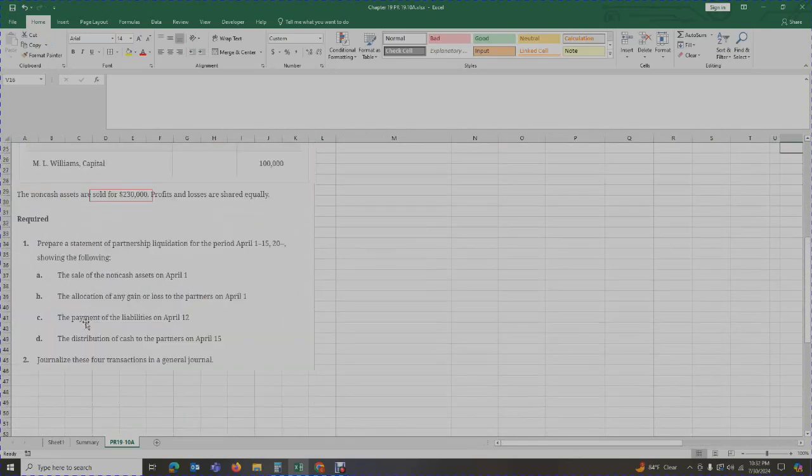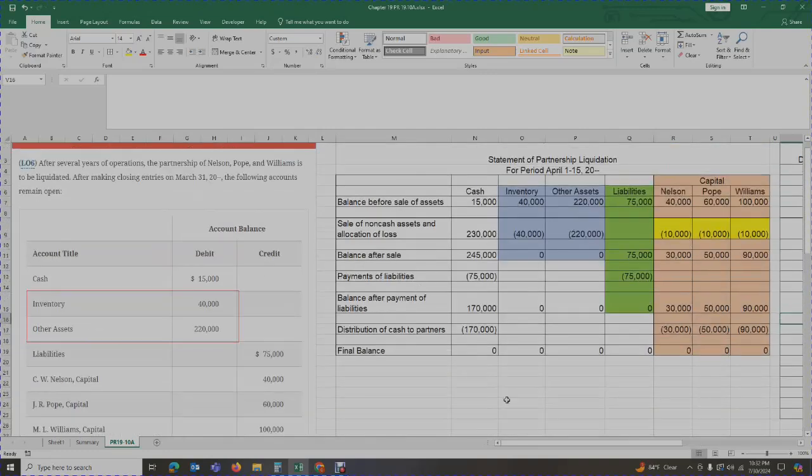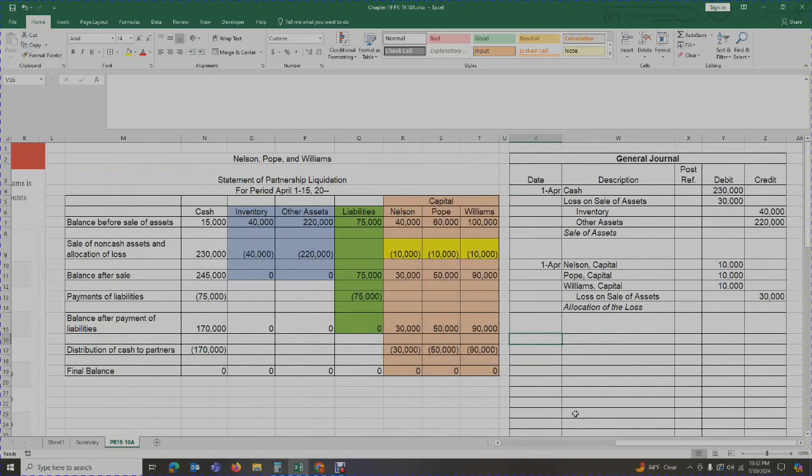or journal entry number 3, it says we're going to record the payment of the liabilities on April the 12th. So now we're looking at April the 12th, and on April the 12th we paid our liabilities. My liabilities have a normal balance of a credit. If I want to zero them out, I would need to debit my liabilities.